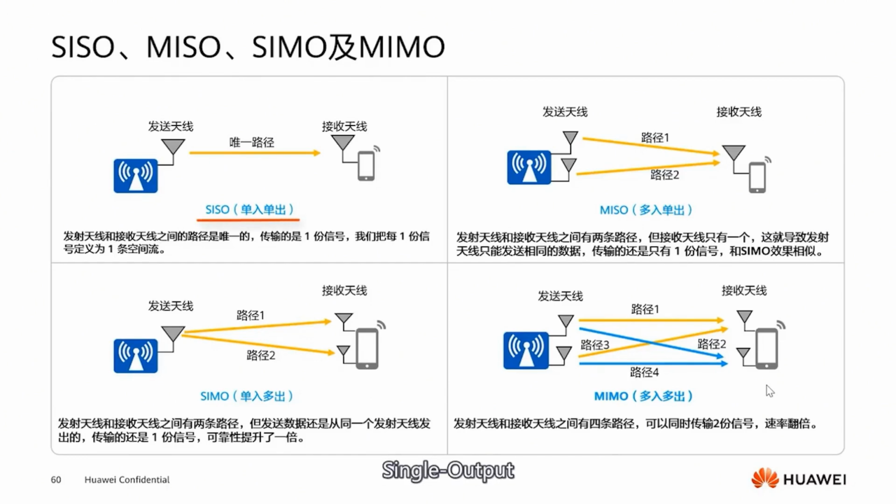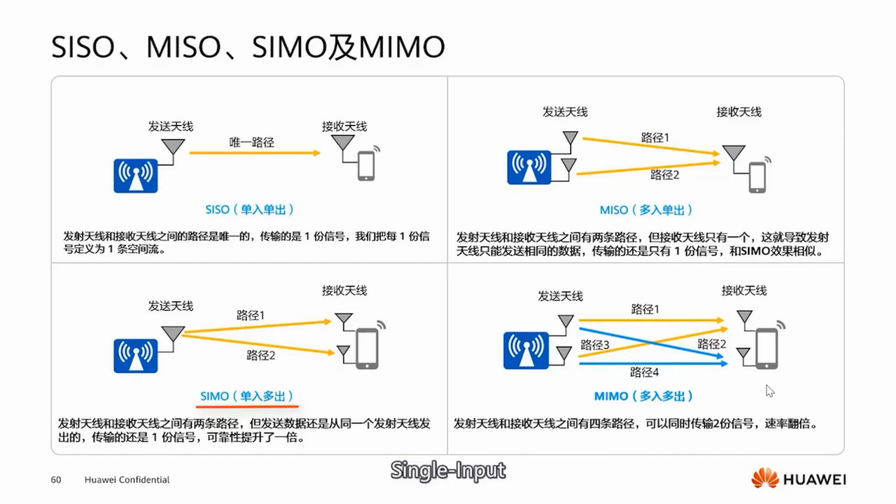SISO, single input, single output. Since there is only one path between the transmitting and receiving antennas in SISO, this transmission system is unreliable, and the transmission rate is limited. To change this situation, we tried modifying the terminal by adding an antenna, enabling the receiver to receive signals from two paths, known as single transmit, multiple receive.